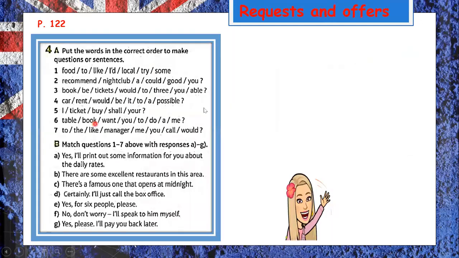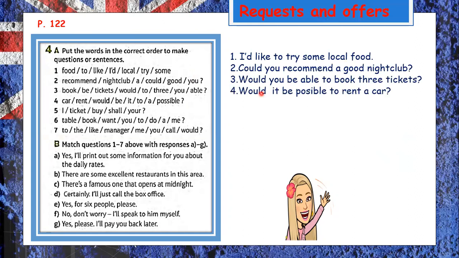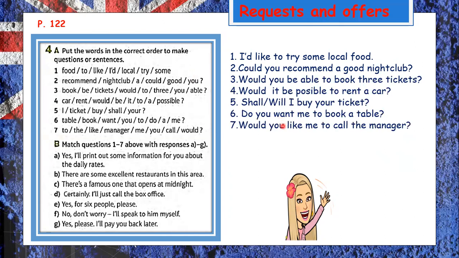Next, what do we have here? We need to practice requests and offers. Exercise 4, put the words in the correct order to make questions or sentences. And I'm going to try. Number 1, I'd like to try some local food. 2, could you recommend a good nightclub? 3, would you be able to book 3 tickets? 4, would it be possible to rent a car? 5, shall I buy your ticket or will I? 6, do you want me to book a table? 7, would you like me to call the manager? And remember, we use shall when it is very formal.